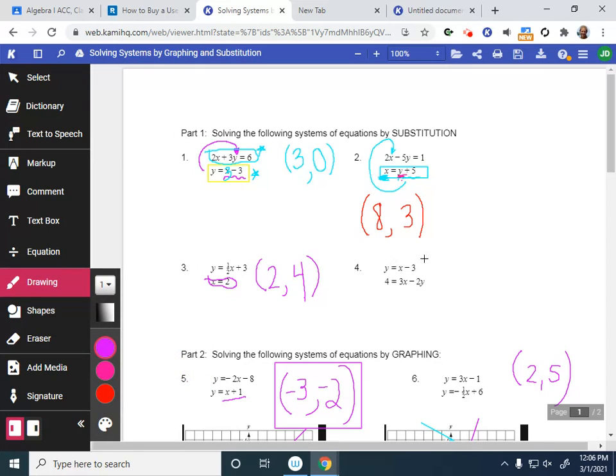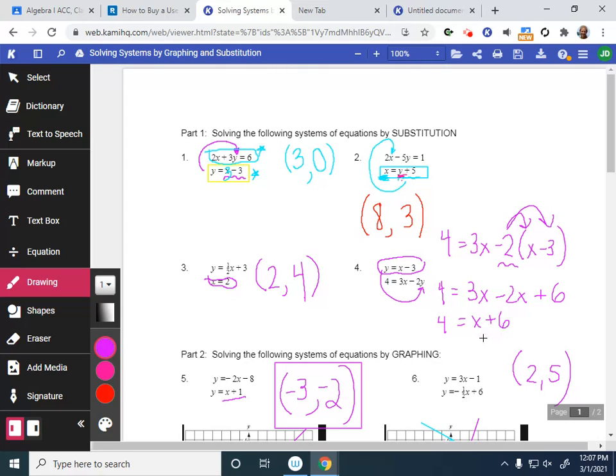All right, last one. Definitely try this on your own. This is what y is solved for, so I'm going to put this in for y. So I'm going to have 4 equals 3x minus 2, not y, putting in x minus 3. Distribute. Be careful, this 2 is negative. So I have 4 equals 3x minus 2x plus 6. 4 equals x plus 6. Subtract 6. We get x equals negative 2. That's just the x value. Go find the y by plugging negative 2 in for x. So negative 2 minus 3 is negative 5. That's my final answer.